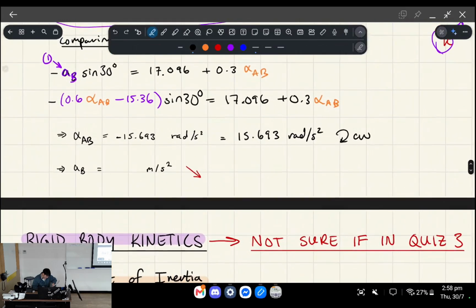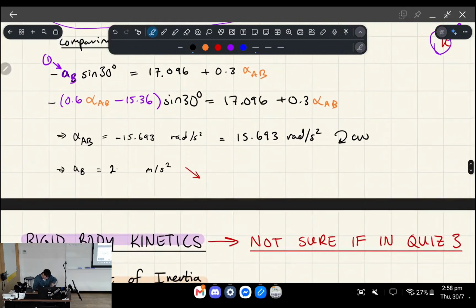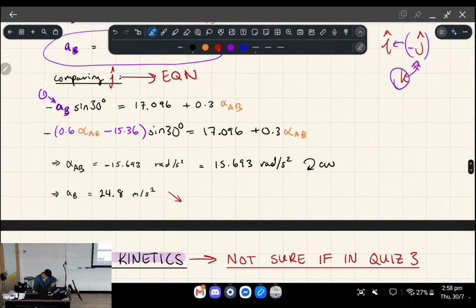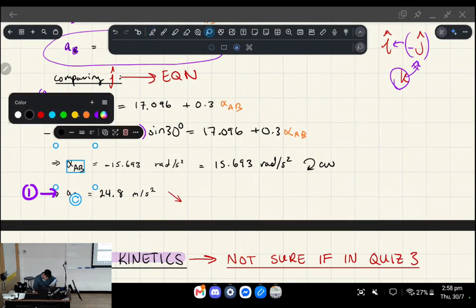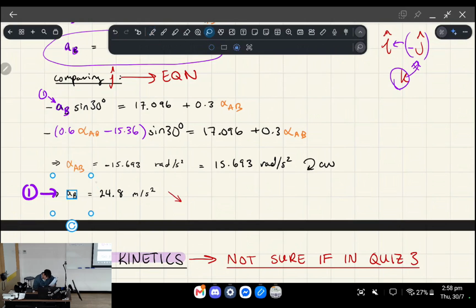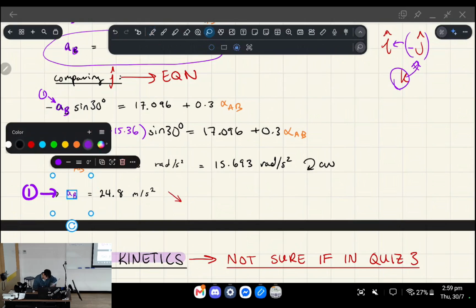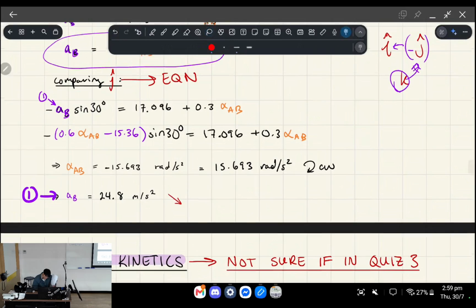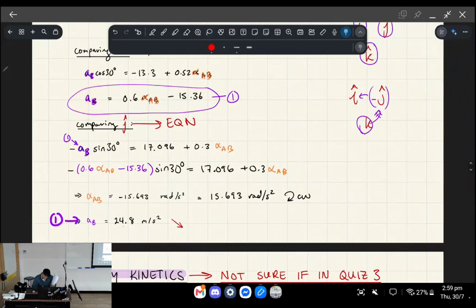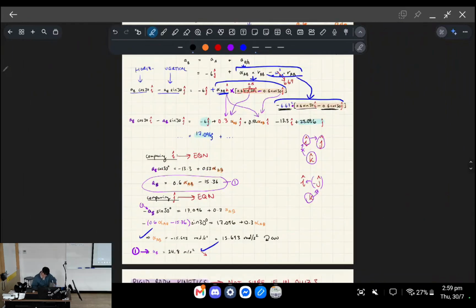And then the linear acceleration is this. Okay, and the way that we solved for that is we plugged alpha back into equation 1, and then we were able to solve for equation 1, which was framed in terms of linear acceleration. Okay, so now we've answered the question basically. We were able to get the angular acceleration as well as the linear acceleration. Okay, so that's pretty much the whole workshop.